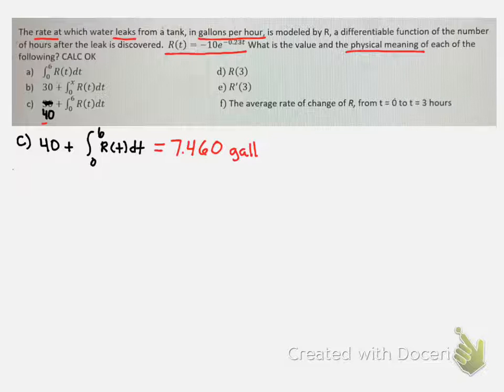But the most important thing is the meaning here. What does this represent? This represents the volume in the tank at t equals 6 hours.